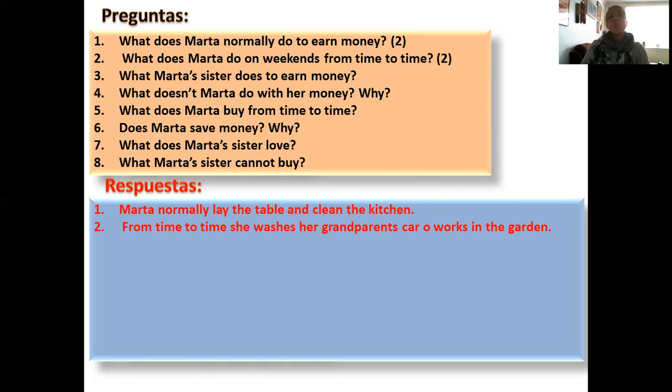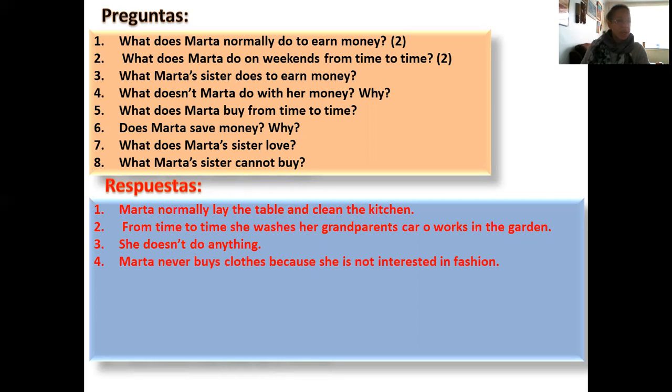3, what does Marta's sister do to earn money? So she doesn't do anything. So she doesn't earn any money because she doesn't do anything. 4, what doesn't Marta do with her money and why? So Marta never buys clothes because she's not interested in fashion. 5, what does Marta buy from time to time? So she buys chocolate and video games.